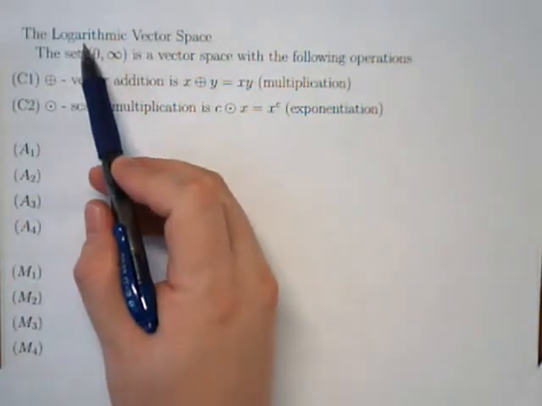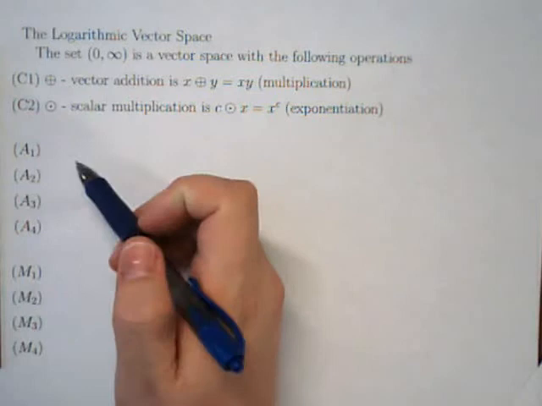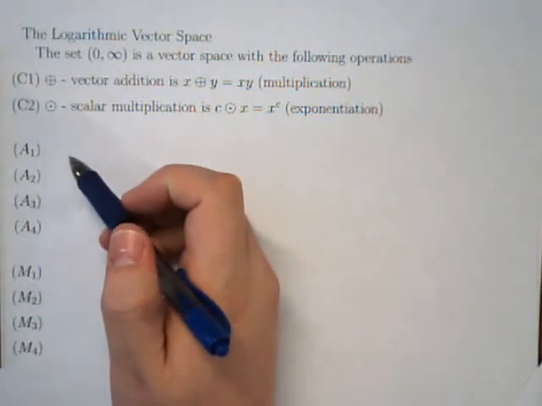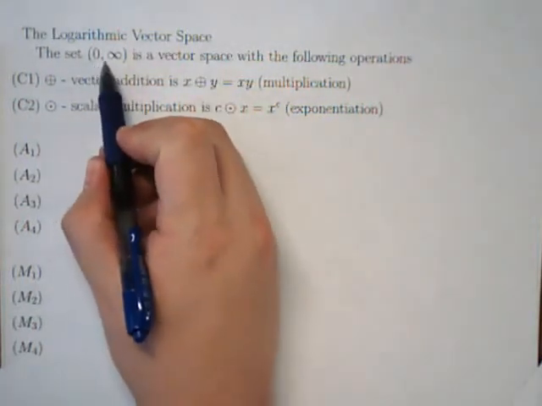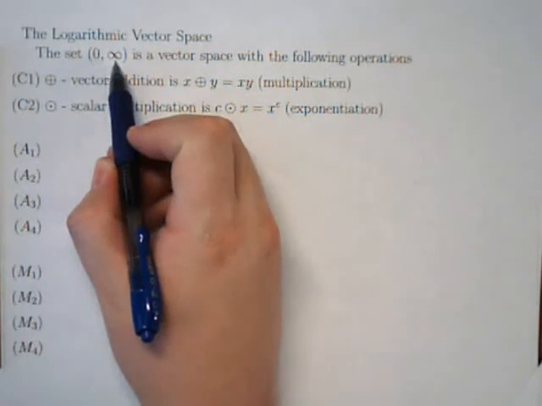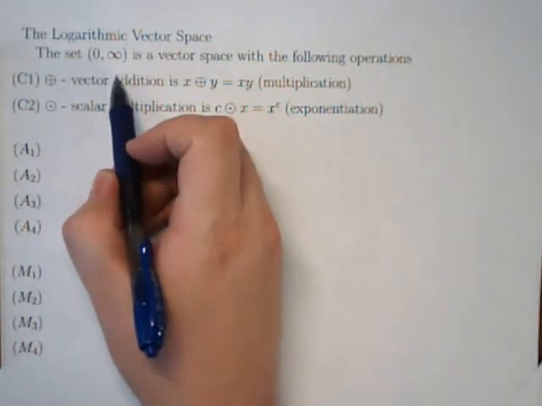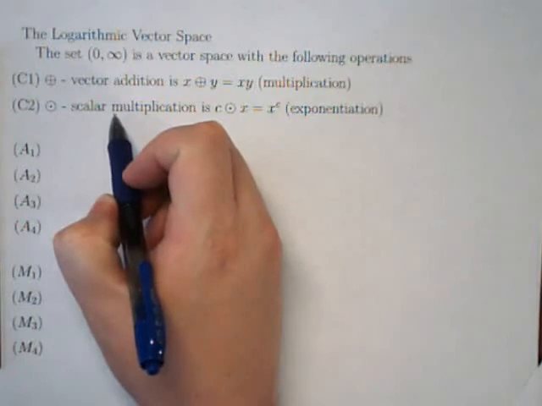In this screencast, we're going to look at the logarithmic vector space. It's a vector space a little different than most of the vector spaces we've seen so far. The idea is we're going to take the set of positive numbers, and we're going to show it's a vector space if we redefine the way we add and multiply by scalars.